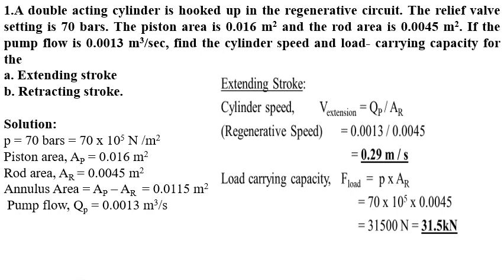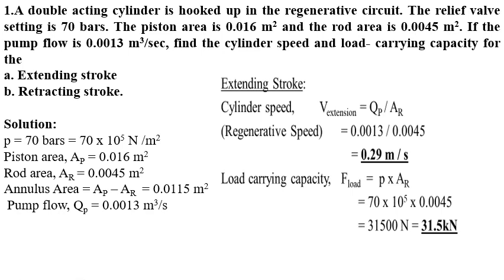Pressure is 70 into 10 to the power of 5 into area of rod is 0.0045. Substitute over in the equation, we will get 31,500 Newton or 31.5 kilo Newton. Here first sub question is over. Cylinder speed and load carrying capacity during extending stroke are 0.29 meter per second and 31.5 kilonewton respectively.